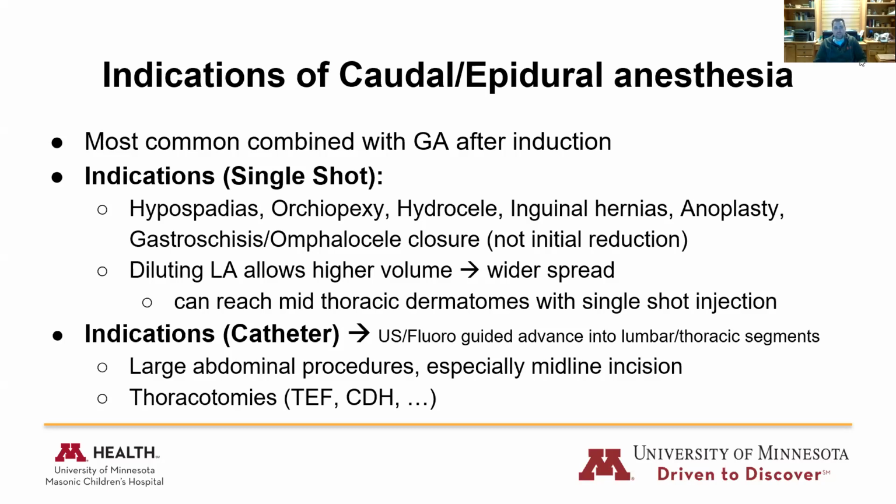Catheters are used if we anticipate significant pain. As mentioned, we can guide those under ultrasound or fluoro into the mid-thoracic or lumbar levels. They're mostly used for large abdominal procedures, especially if we have a midline incision, and also thoracotomies. Even in small kids, for TEF and congenital diaphragmatic hernia, those can be used successfully.